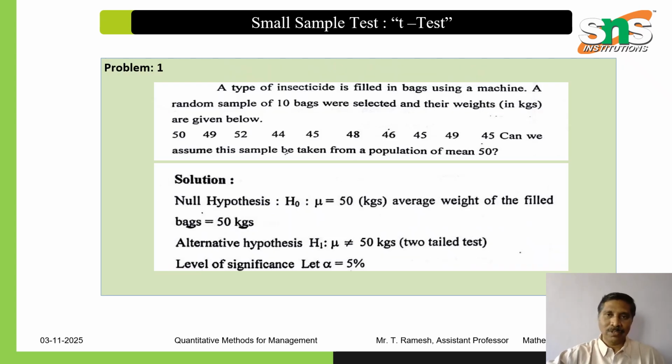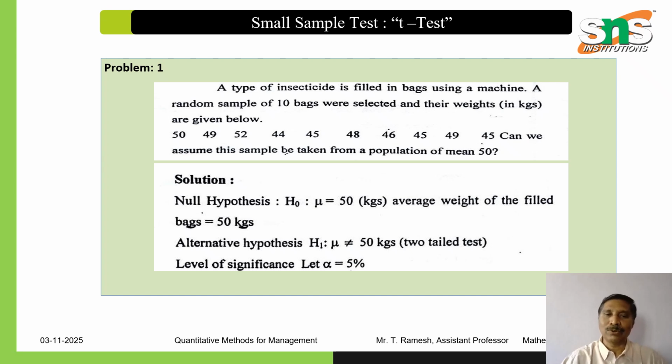So we apply all this in a single problem. Now we discuss a problem. An insecticide is filled in bags using a machine. A random sample of 10 bags was selected and their weights in kilograms are given below: 50, 49, 52, 44, 45, 48, 46, 45, 49. Can we assume this sample has been taken from a population with mean 50?